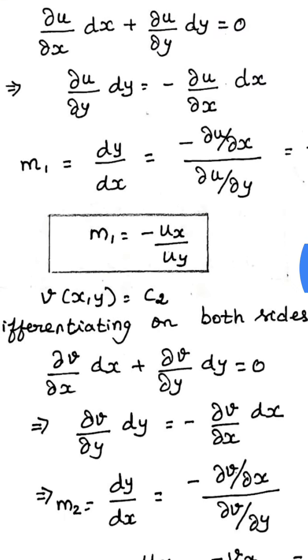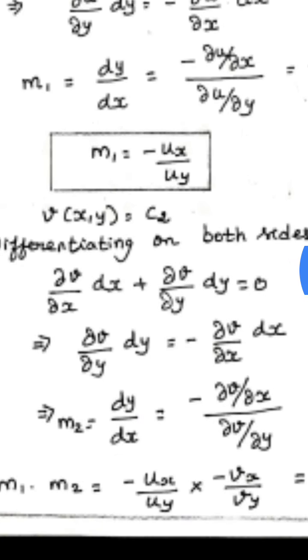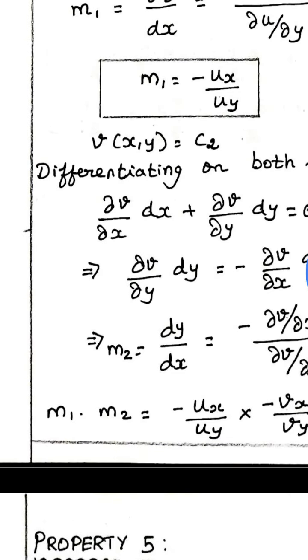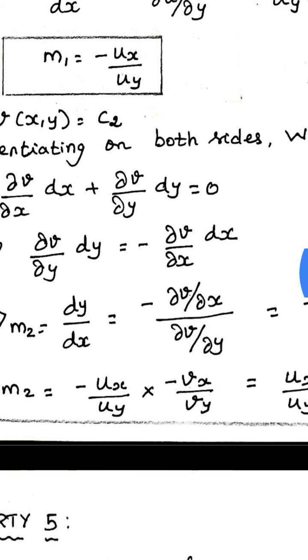The same thing you have to do to find the slope for the v curve also. If you go by the implicit formula, I will get -vx/vy. Then I substitute in m1 into m2. m1 is -ux/uy and m2 is -vx/vy. So minus into minus becomes plus. Then I write ux/uy as it is.